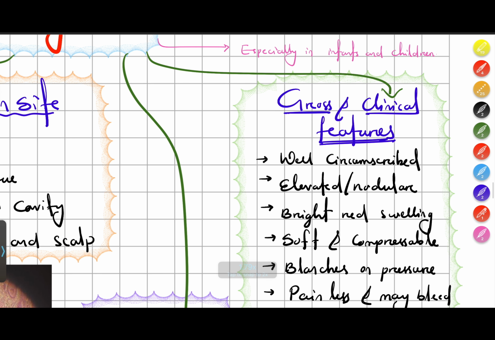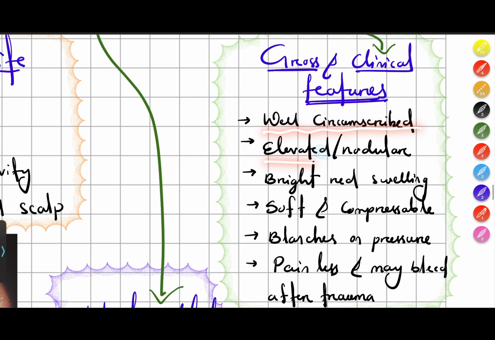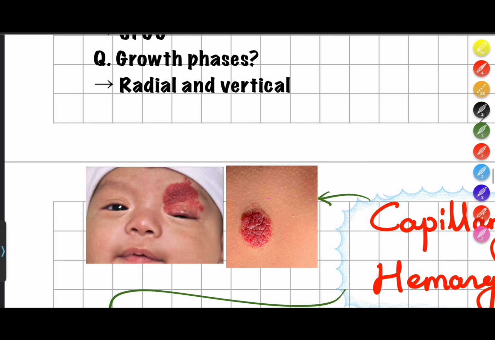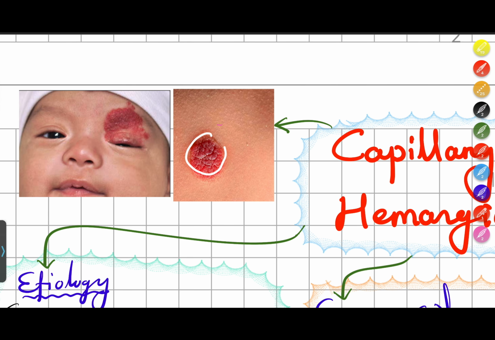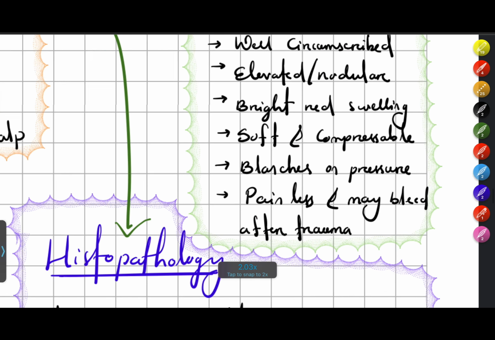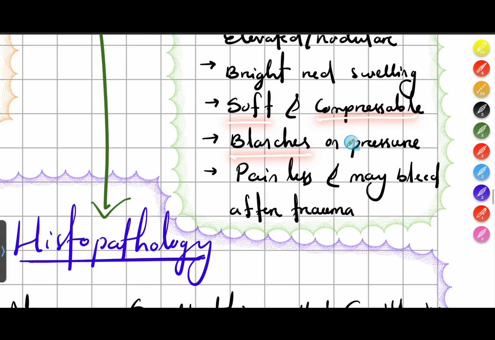Now the gross and clinical features. It is well circumscribed, elevated or nodular, bright red swelling. You can see it is well circumscribed. This is bright red and nodular. Soft and compressible, blanches on pressure. It is painless and may bleed after trauma.